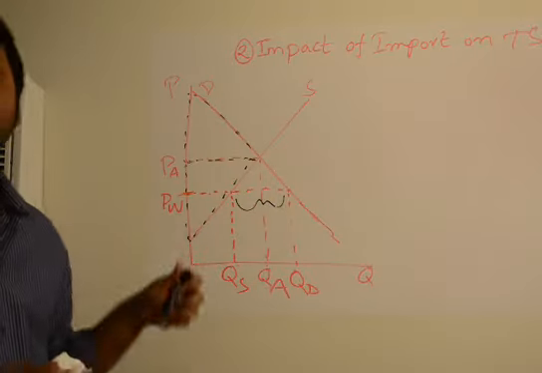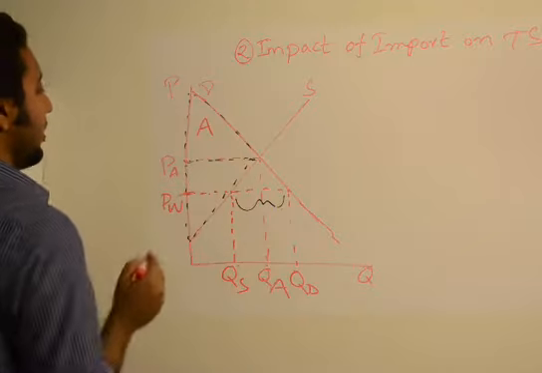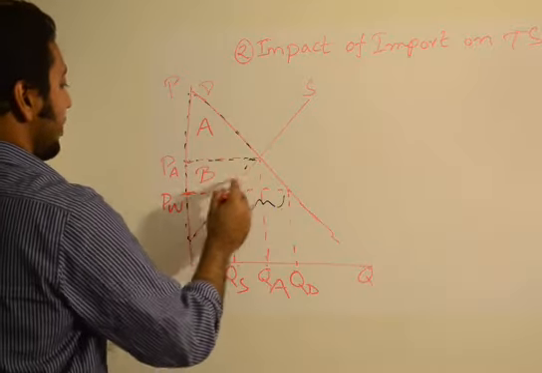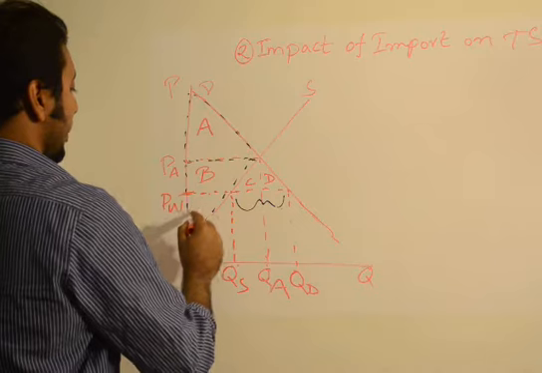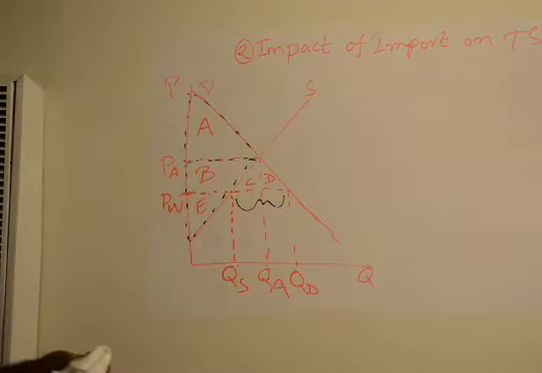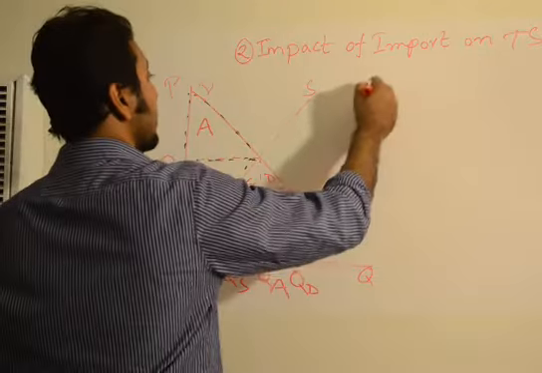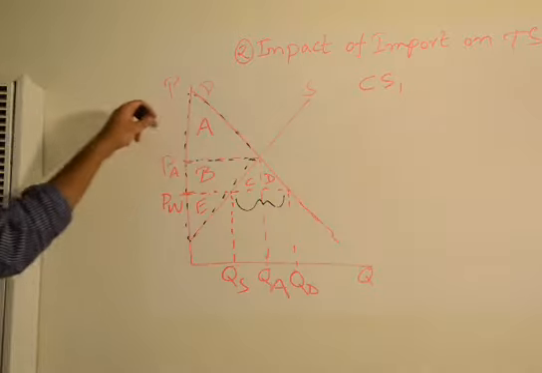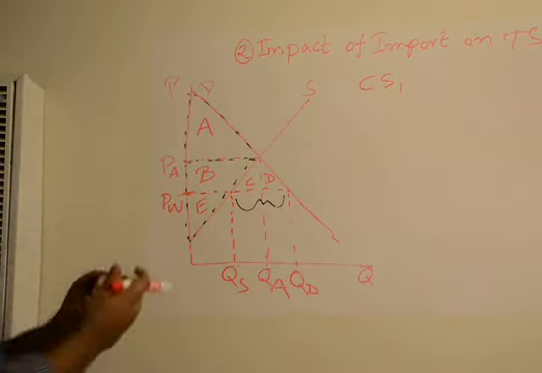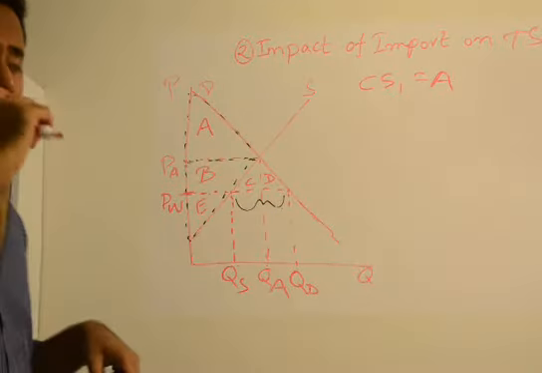Now let's label the different regions here. We have A, B, C, D, E. Before the trade, before you engage in any sort of trade, before you import, the consumer surplus was given by the upper triangle here. So the region is A. Region A gives you the consumer surplus before trade.